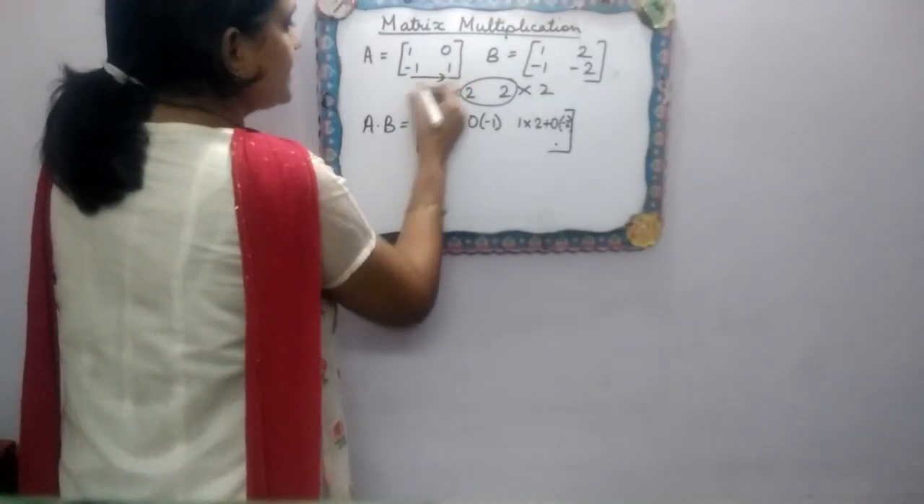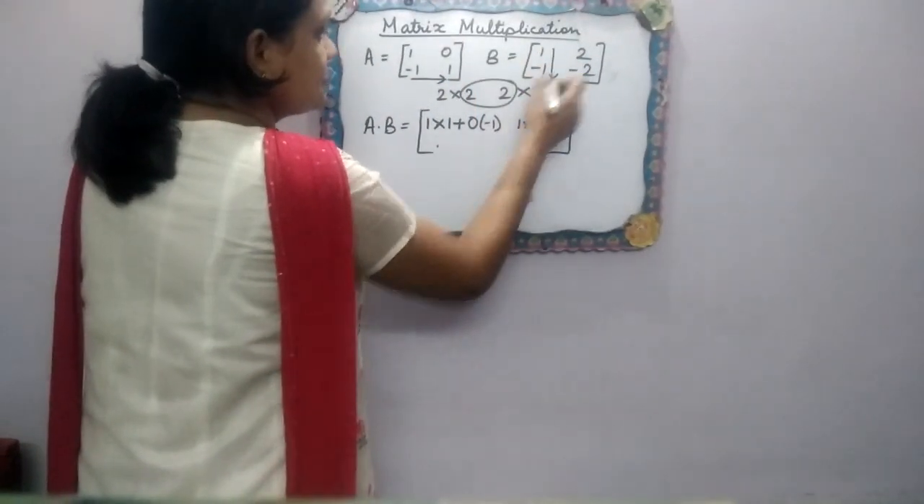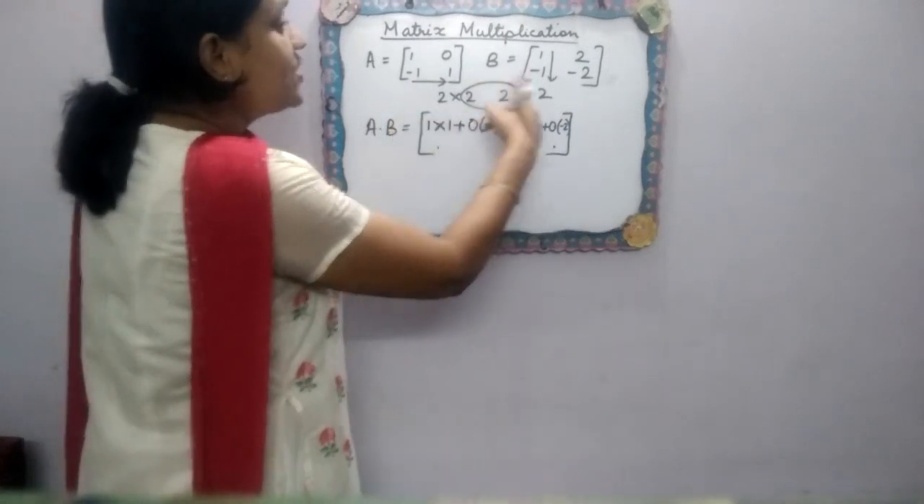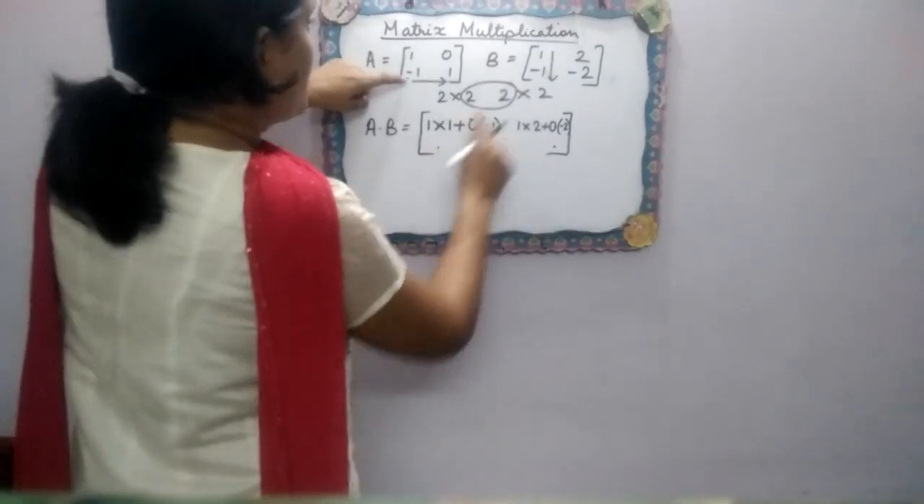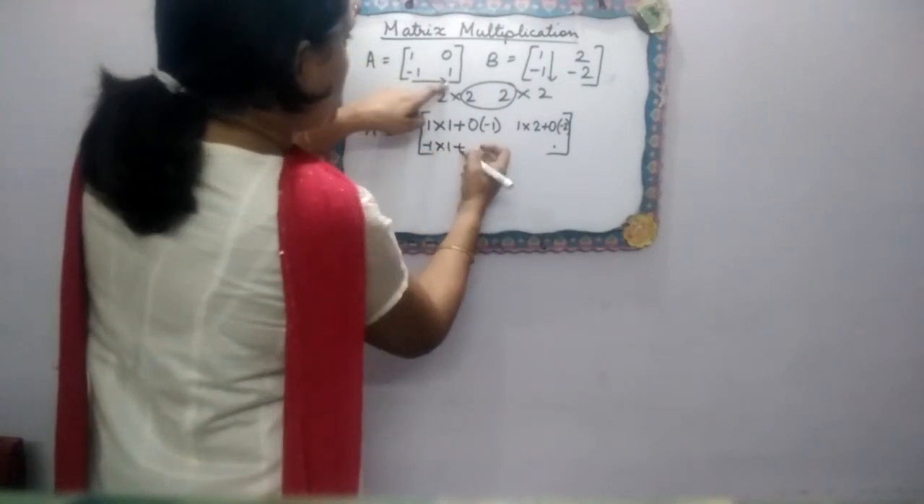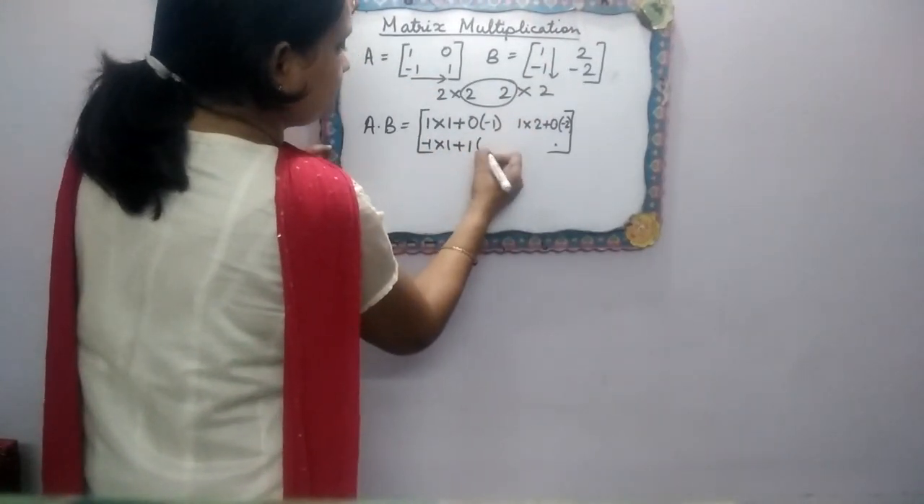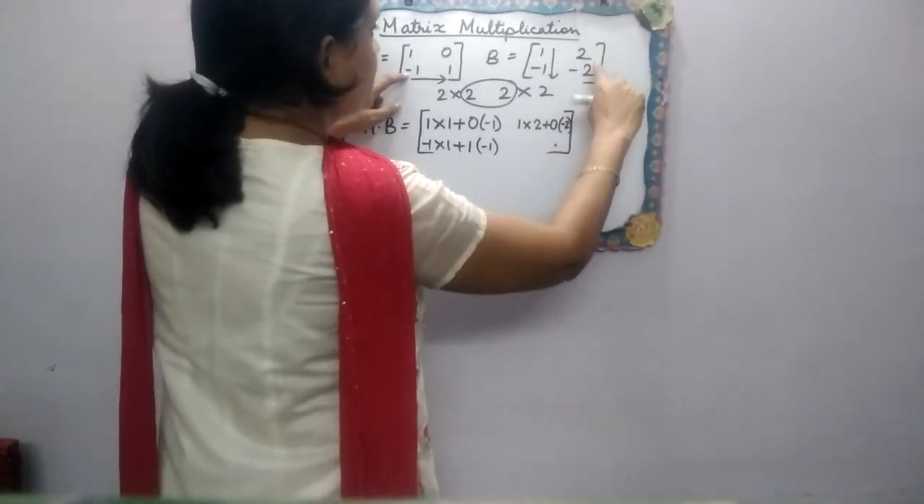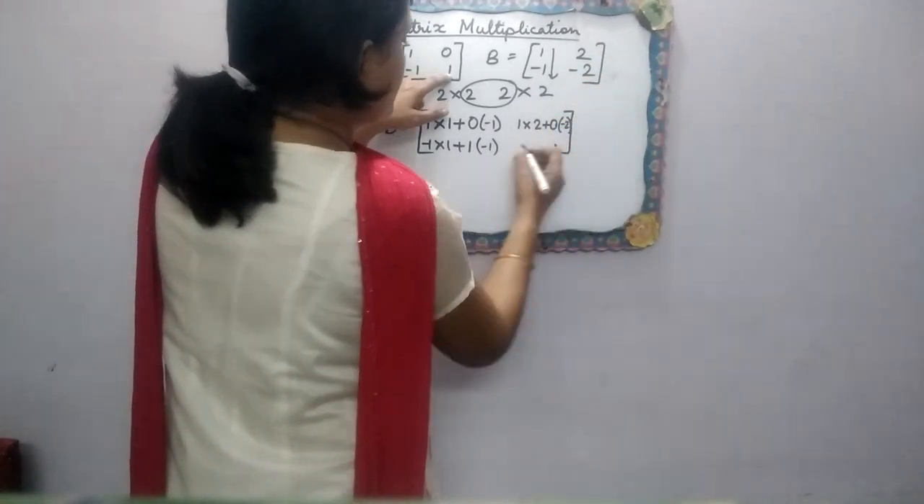Now, we are going to multiply like this. This is second row, first column. So, second row and first column: minus 1 into 1 and 1 into minus 1. Same way, minus 1 into 2 and 1 into minus 2.